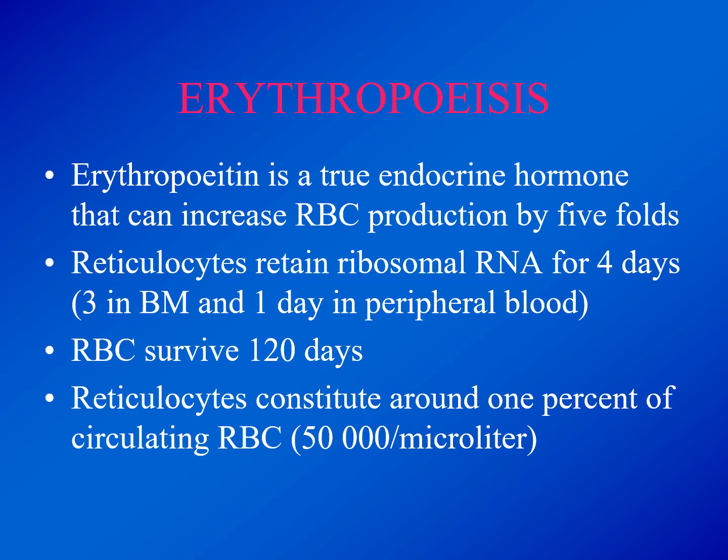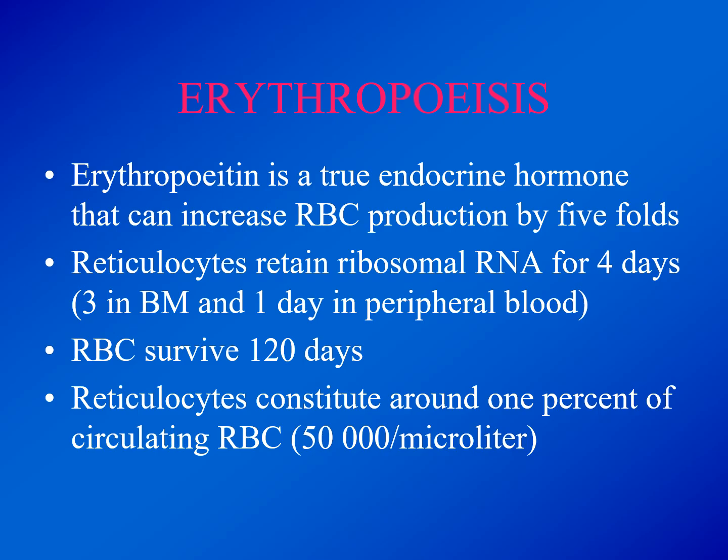So erythropoietin is a true endocrine hormone that can increase RBC production by 5-fold. If somebody is anemic, for example somebody has hemolysis, that's destruction of red cells that continues, this anemia will result in stimulation of the bone marrow erythroid precursors to proliferate more, erythropoietin production is increased, and the bone marrow can compensate for this hemolysis by increasing its rate of red cell production by 5-fold.